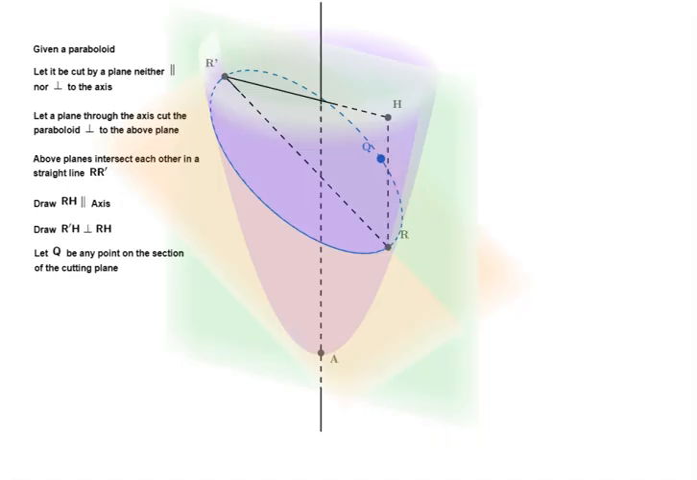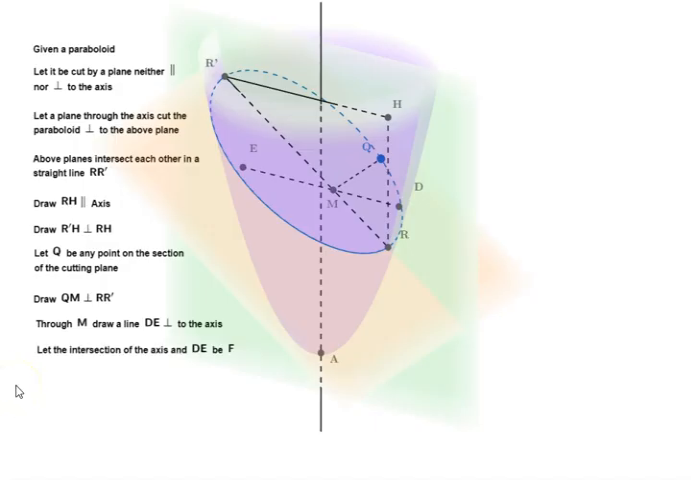So for proof, we continue with our construction. From Q, we drop a perpendicular to RR prime and let's mark it as M. So QM is perpendicular to RR prime. Now through M, draw a line DE perpendicular to the axis. DE, this is perpendicular to the axis. And let's mark the intersection of the axis and DE be F. Draw a plane through DE and QM. So DE, QM. Let's draw a plane through those two lines.